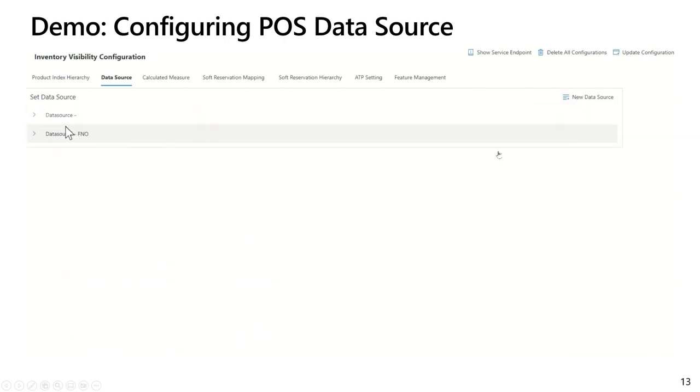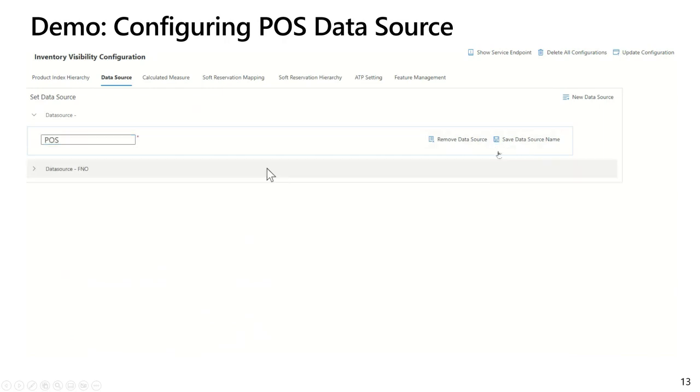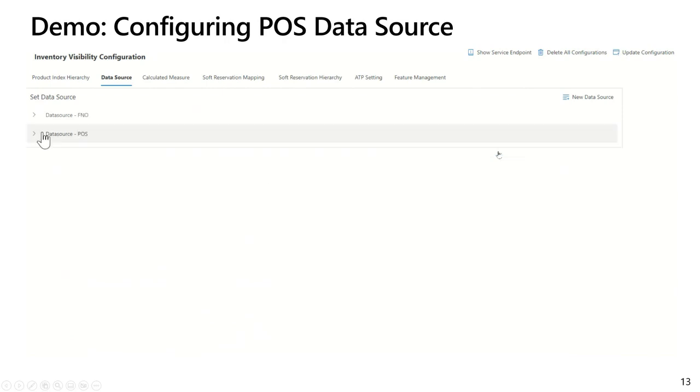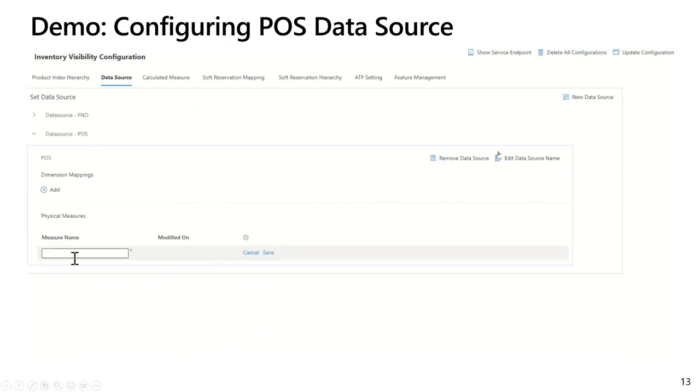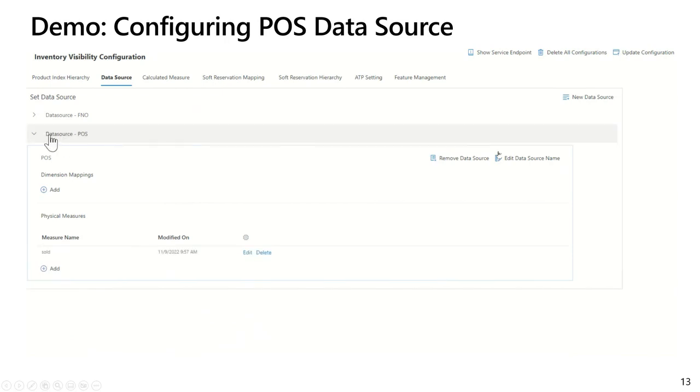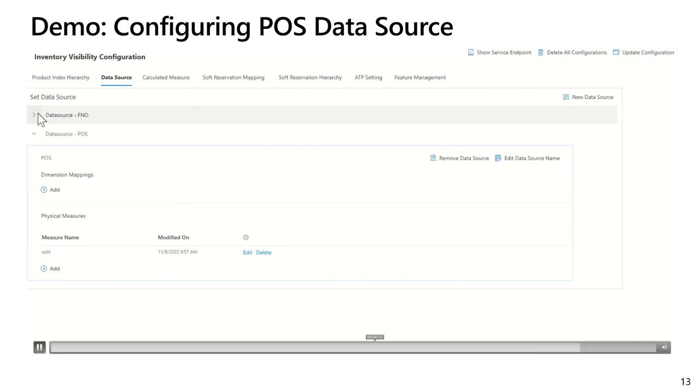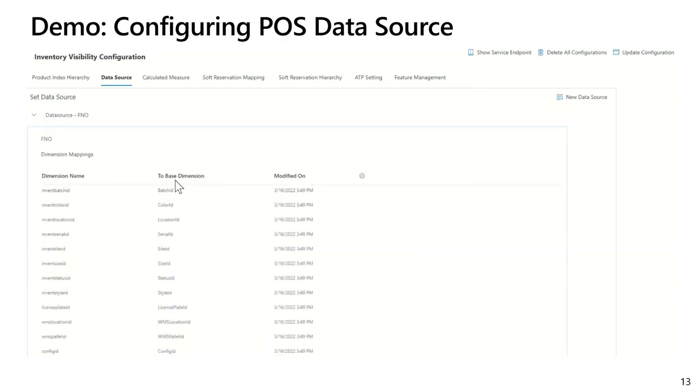Now we go ahead to add a new data source. Firstly, we define a data source name. We make an abbreviated name called POS, and we save the name. As the dimension mappings are optional, we'll skip the setting and go ahead to set the physical measures. We're adding a new physical measure called sold. And this is about the process to add the new data source called POS.